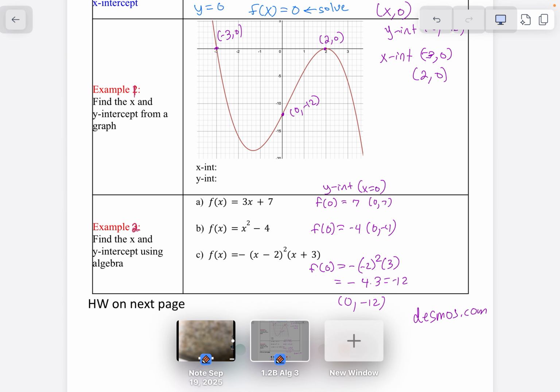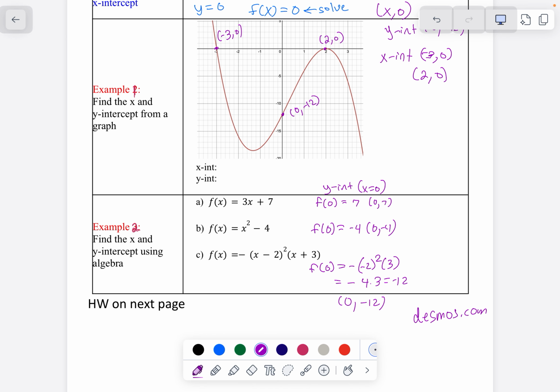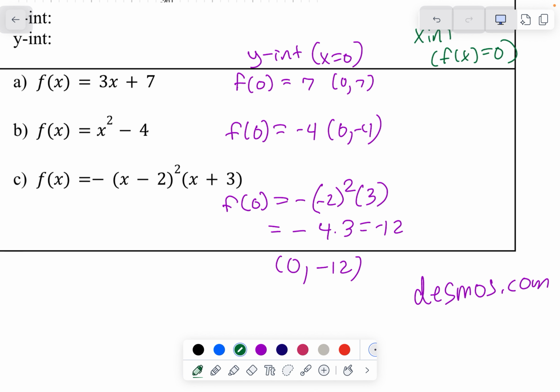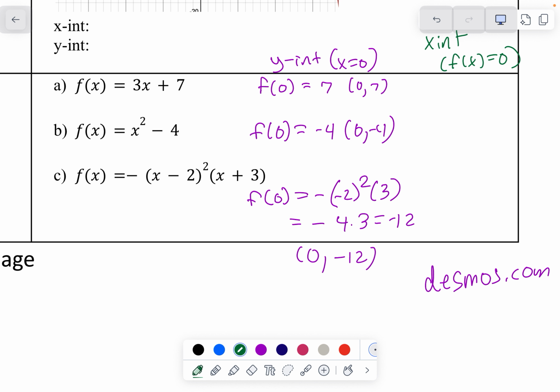So now we have the x-intercepts. The x-intercept, we need a little more work. I may even need to add a little page for us here. But the x-intercept, remember, you're going to set the function equal to 0. Okay, so that's the difference. So let me zoom in here so I can write. Okay, it's a little smaller.